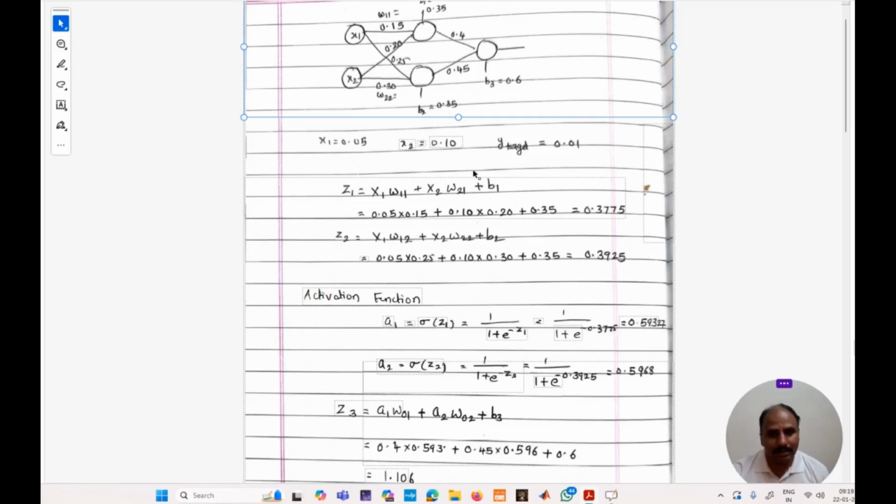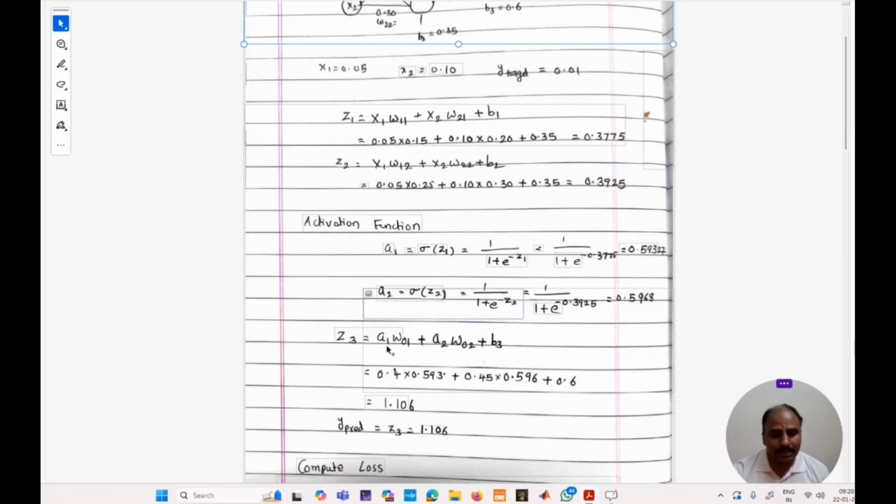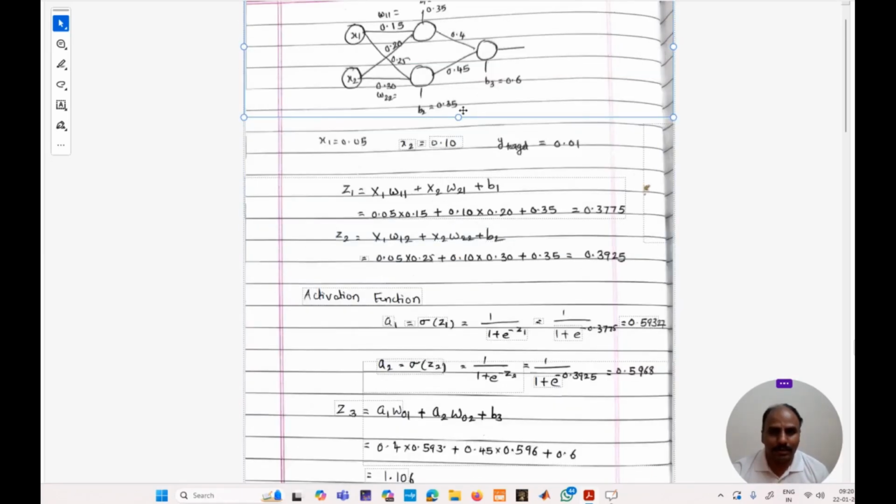The output of this neuron is 0.59327 and the output of this neuron is 0.5968. Now for the ultimate output, taking this one as A1: A1 multiplied with W01, that is 0.4, plus A2 multiplied with 0.45, that is W02, plus B3. That is Z3, and the summation obtained is 1.106. This is the actual predicted output obtained at the final stage, which I am calling Y prediction.